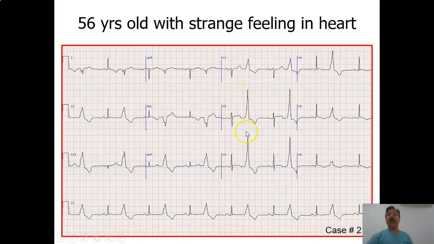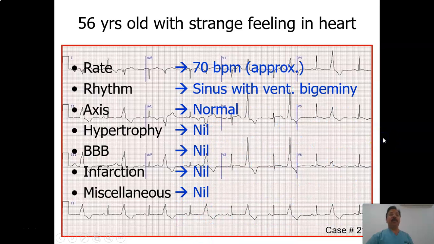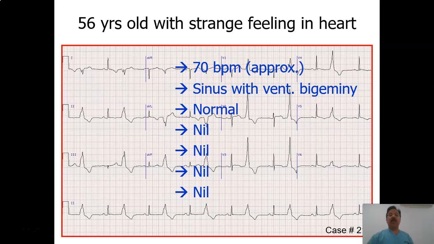ST segment elevation not seen, ST segment depression, maybe in lead V5, V6, some T wave inversions are there. But the patient's main complaint is strange feeling in the heart, and the findings include the rate 70 beats per minute, sinus rhythm with ventricular bigeminy, normal axis, no hypertrophy, no bundle branch block, no infarction, and this ECG is ventricular bigeminy.